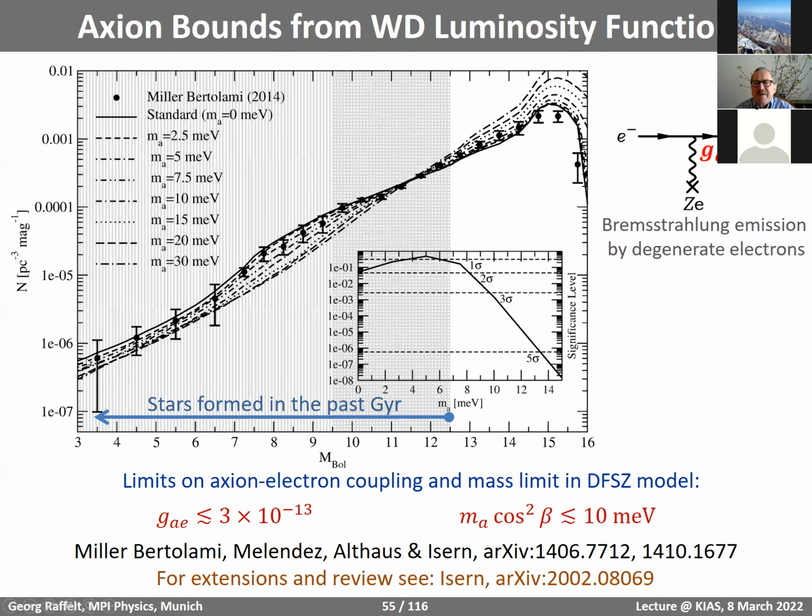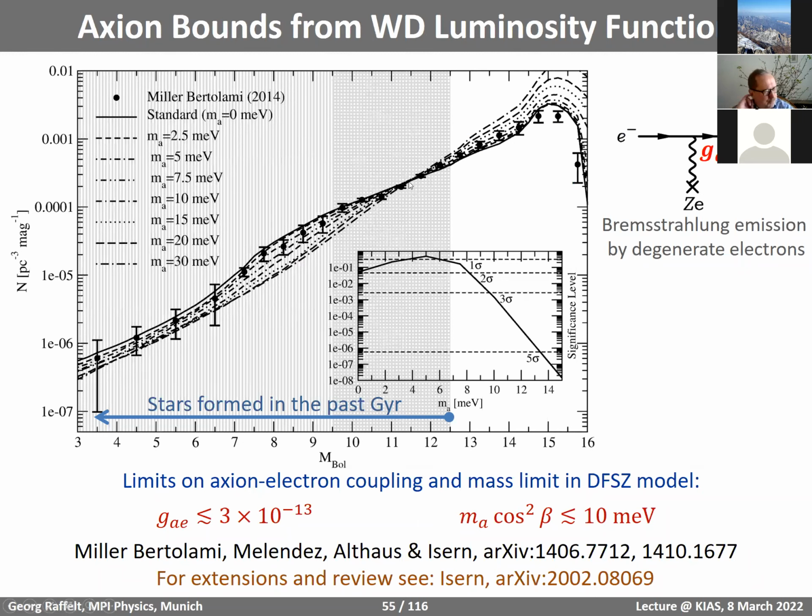White dwarfs cool pretty fast when they are hot, but then they cool ever more slowly. So they build up at small luminosities, at dimmer ones. So it has more dim ones than bright ones. So that explains that slope here. But that slope essentially tells us how fast white dwarfs are cooling. And the usual neutrino cooling by plasma loss gives a fairly good result.